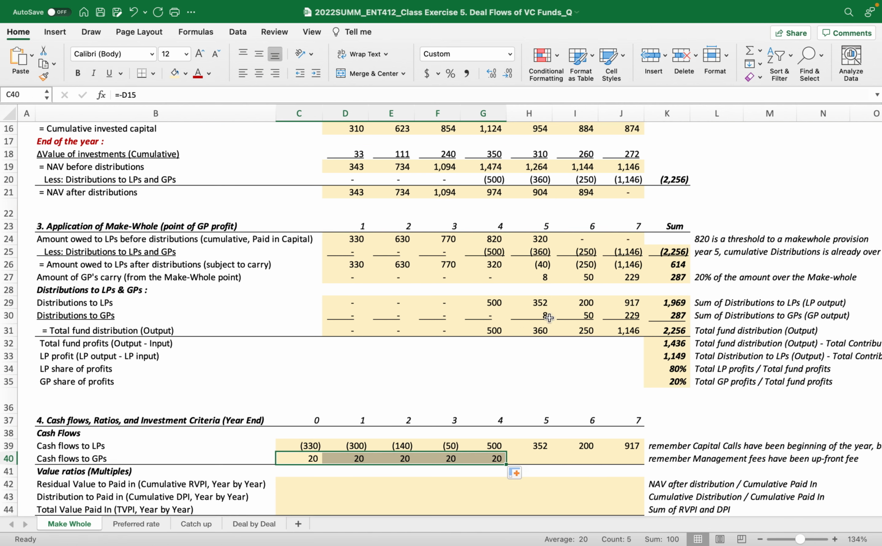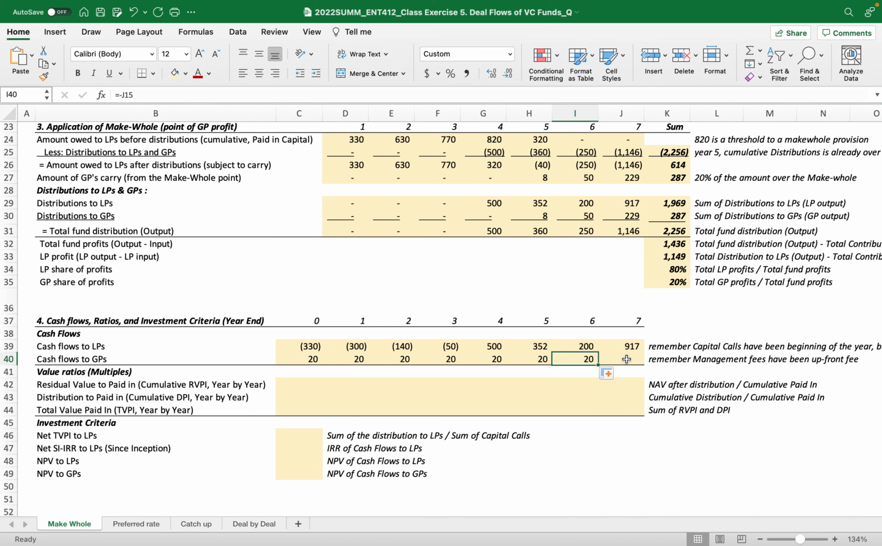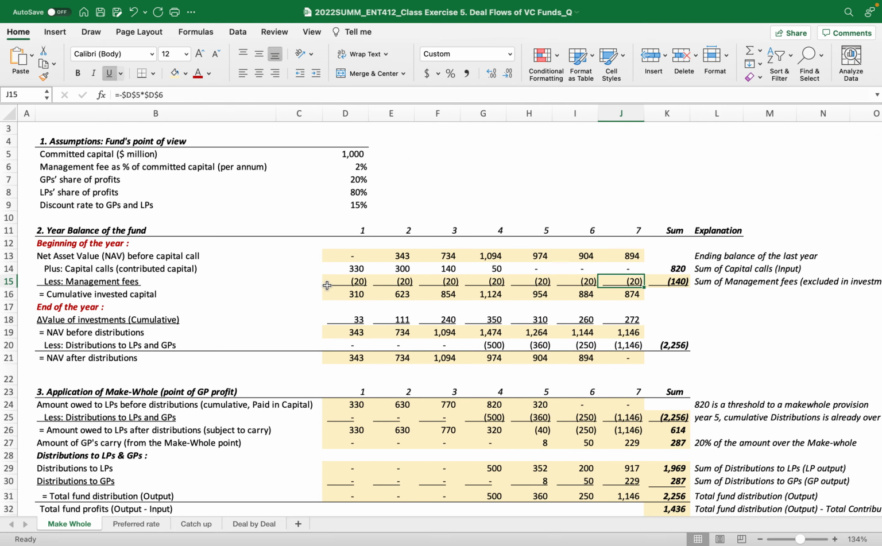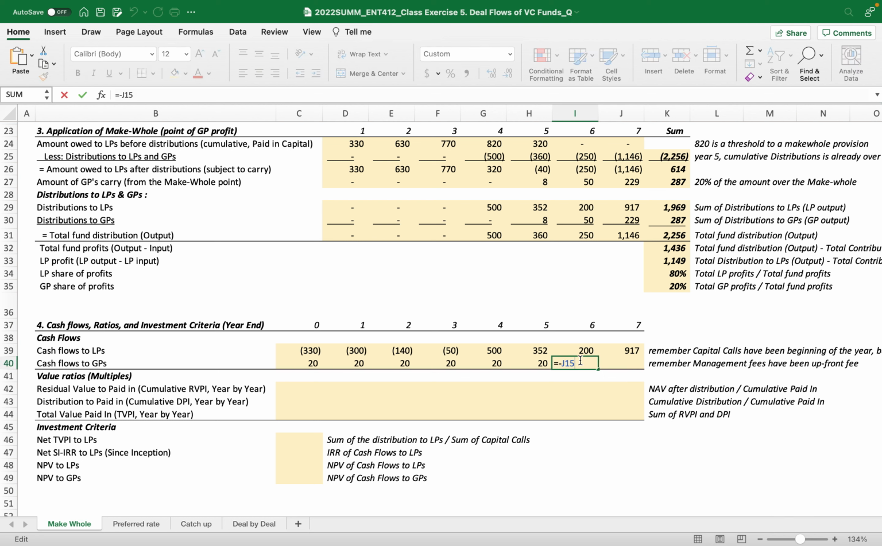Why? From year 5, there is additional cash in, which is distribution from the profit. So first, I'm going to drag here. That is the total management fees each year. But here, we don't have it, because year 7 is the beginning of the year, or the end of the prior year. Do we have the management fee at the end of year 7? No, there isn't. That's why I only dragged up to here.